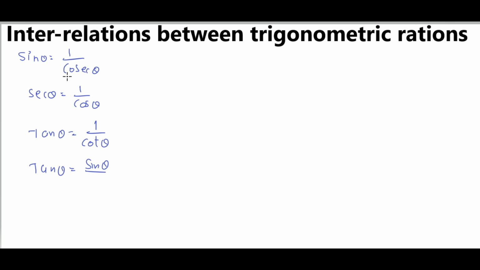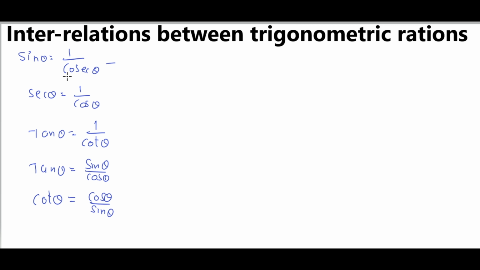Interrelations between trigonometric ratios. First one is sin theta is equal to 1 by cosec theta. Second one, secant theta is equal to 1 by cos theta. Third one, tan theta is equal to 1 by cot theta. Fourth one, tan theta is equal to sin theta by cos theta. Fifth one, cot theta is equal to cos theta by sin theta.